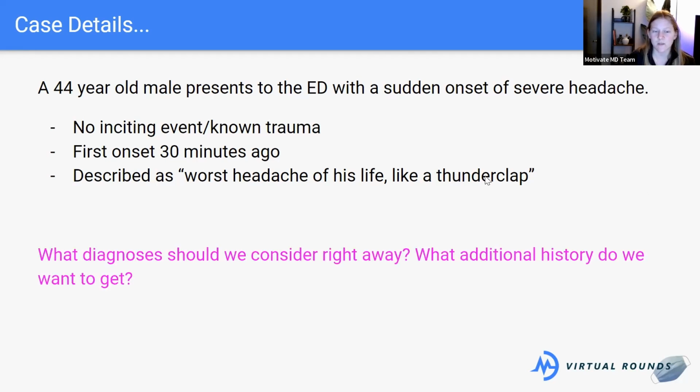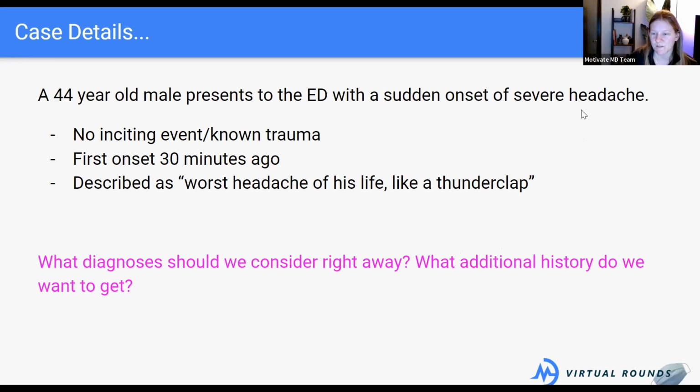So with this information, what diagnoses should we consider right away, or what kind of history do we want to get to help narrow down what our diagnosis might be? You guys can either put stuff in the chat or feel free to unmute yourself. Any ideas about what could cause a severe headache? Could be any cause.